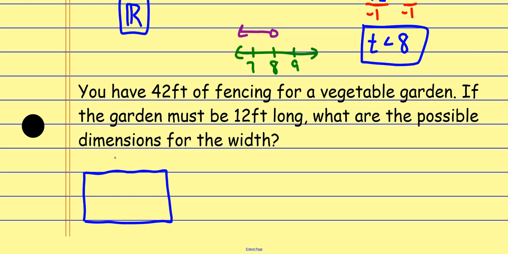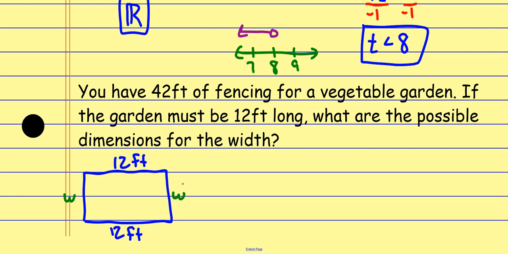It's a rectangular garden, 42 feet of fencing. Let's see, it's got to be 12 feet long, so this has to be 12 feet. And I know how rectangles work, so this has to be 12 feet too. What I don't know is the width. So I'm going to call it W because I have no idea what it's supposed to be. So right here, I'm going to call this W, which means this also has to be W.